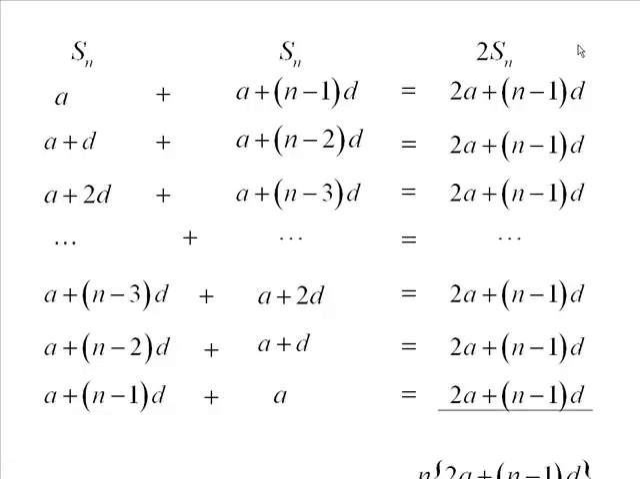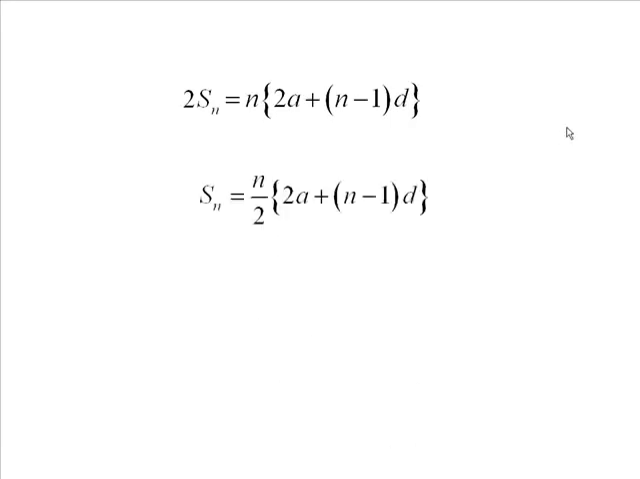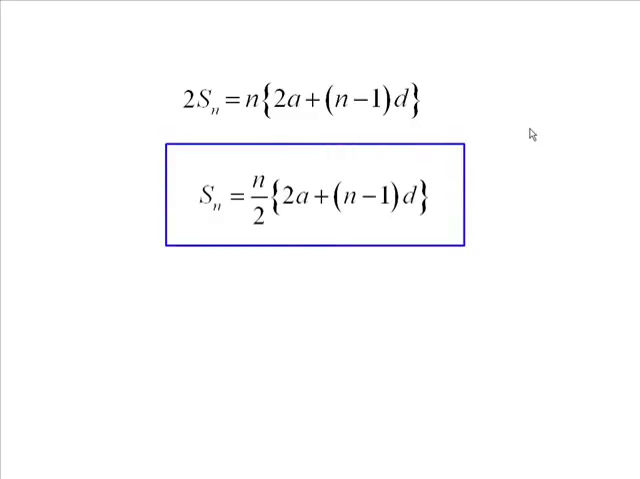Let's add those up. Well, there are n terms in the sequence, and so there's n of those 2a plus n minus 1 d's. So let's just summarize that. Twice the sum of the first n terms is that. So if we just halve both sides of that equation, we get the familiar formula, the familiar equation for the sum of the first n terms.